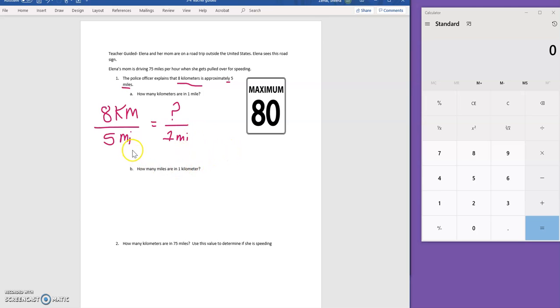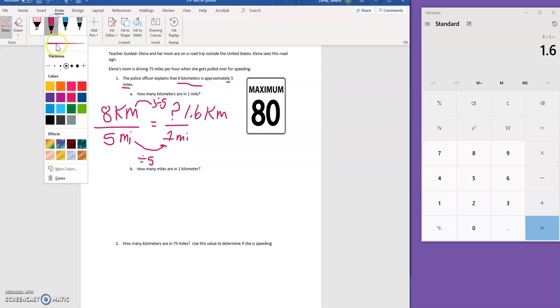Remember, when we have equivalent rates, just like ratios, we can multiply or we can divide. Going from 5 miles to 1 mile, we are dividing by 5. And so whatever we did on the bottom, we'll do on the top. 8 divided by 5 is 1.6 kilometers.